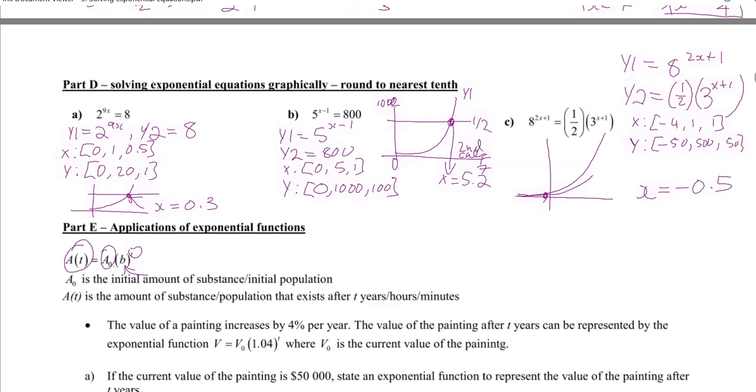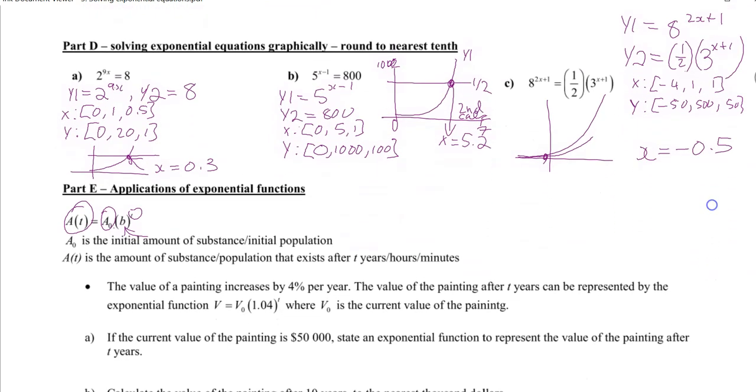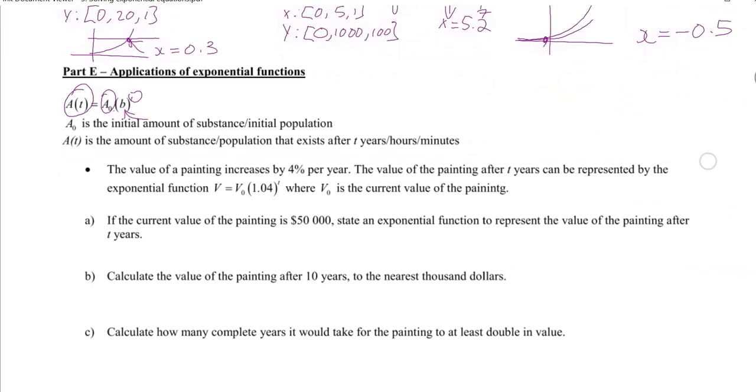So the value of a painting increases by 4% per year. The value of the painting after t years can be represented by the exponential function V is equal to V naught times 1.04 to the t, where V naught is the current value of the painting. So current value, future value, base of the exponential function, basically the rate of growth, and then the amount of time.